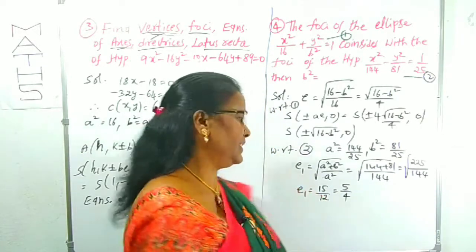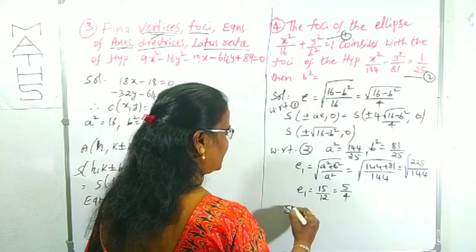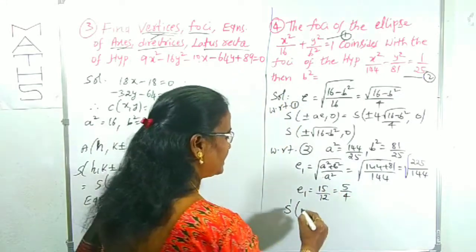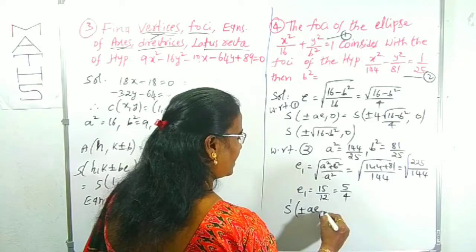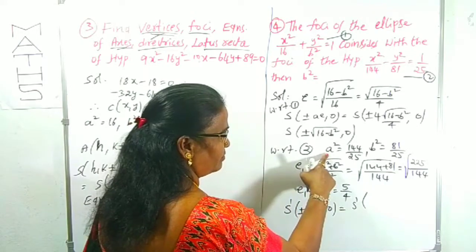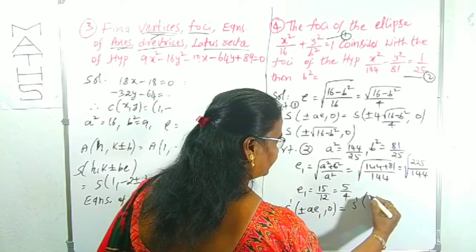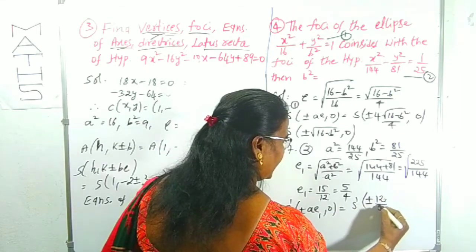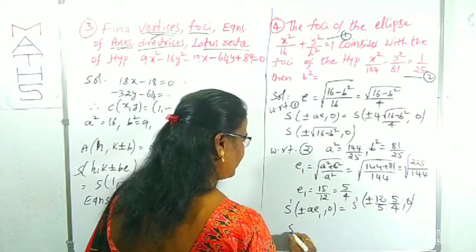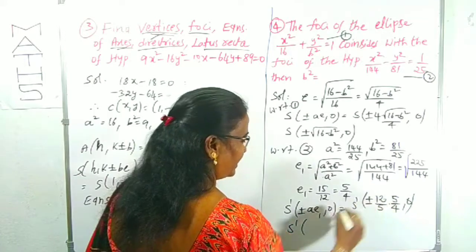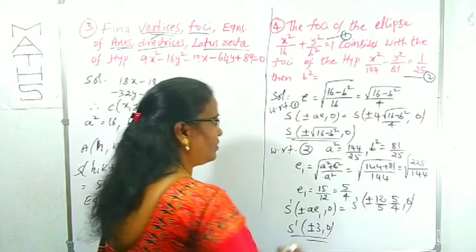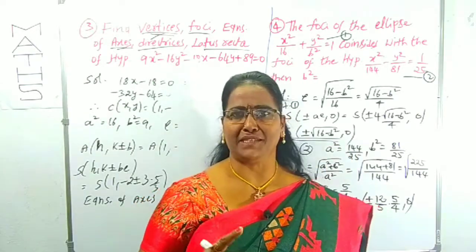Right? Now we can take the foci as S dash, or maybe S. Foci of what? Hyperbola. That is plus or minus ae comma 0. That is S dash is plus or minus ae. In this case of the hyperbola, a is 12 by 5, plus or minus 12 by 5 into e, which is 5 by 4, right, comma 0. From this we got S dash as 4 threes are 12, 5 gets cancelled, plus or minus 3 comma 0. What are S and S dash? Foci of the ellipse and hyperbola.